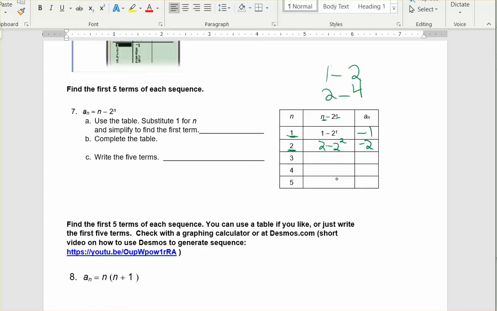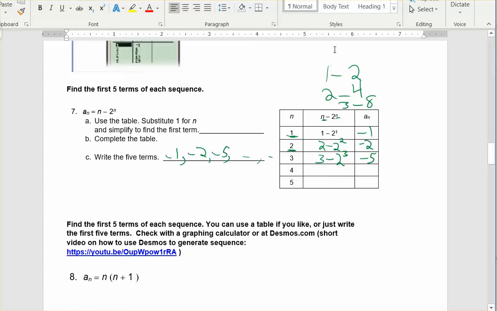So next we're going to replace n with 3. So 3 minus 2 to the third power. 2 to the third power is 8. So 3 minus 8 is negative 5. And then you'll keep going until you're able to complete the first 5 terms using this explicit rule.